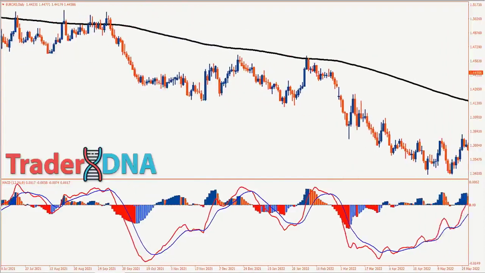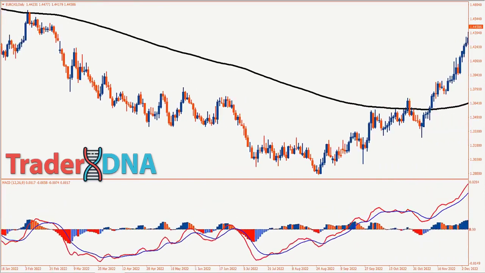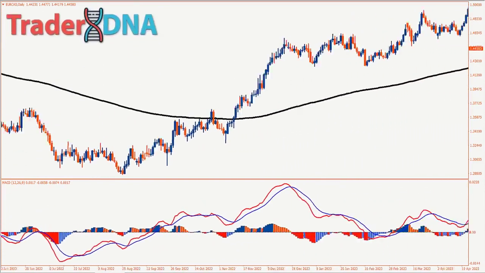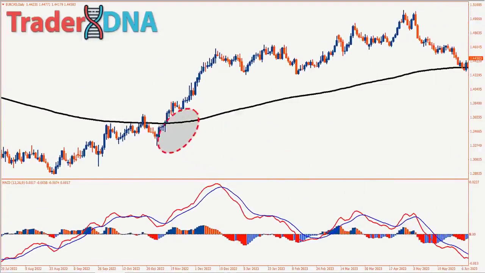Then here, after the market is exhausted and no longer capable of going further down, it starts to rise and breaks above the black 200 EMA line. And once it successfully breaks above the line, with the price above the 200 EMA, the market tends to become bullish. So, why is this line so special?